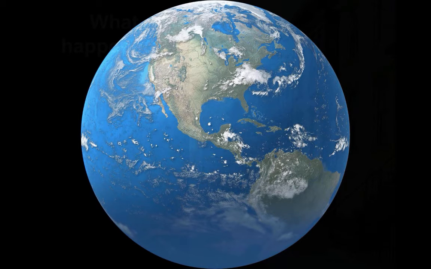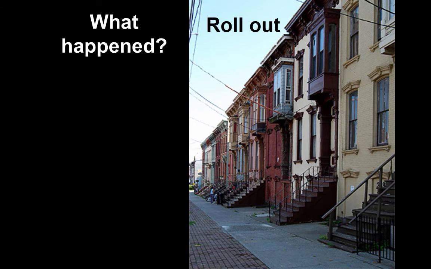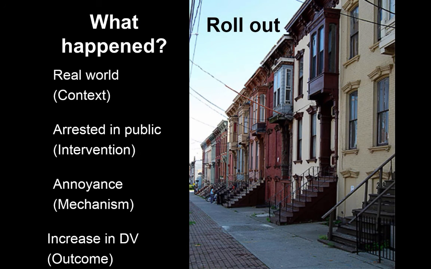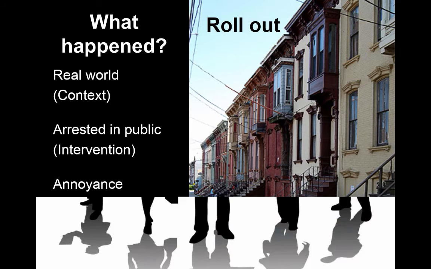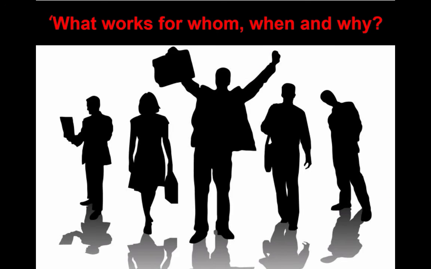However, when the pilot was rolled out into the real world, something different happened. What was that? Well, in the real world context, the arrest was made in public, but the public shame mechanism wasn't triggered. Rather, an annoyance mechanism was triggered that led to an increase in domestic violence. Why? Because the context was different. In the context of the real world, there was far less common social shame with public arrest, and far more commonly there was annoyance. And this led to social harms, an increase in domestic violence based on this rollout.